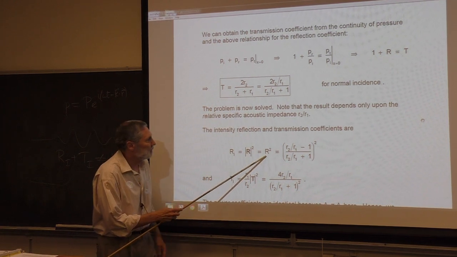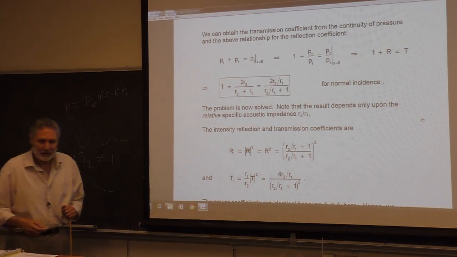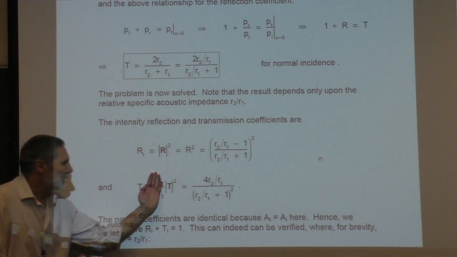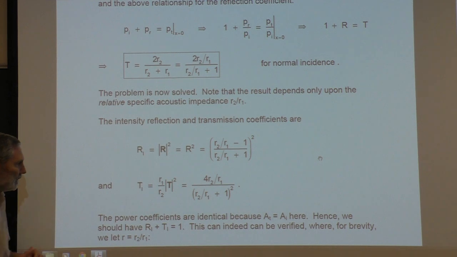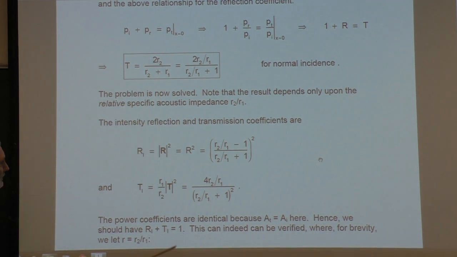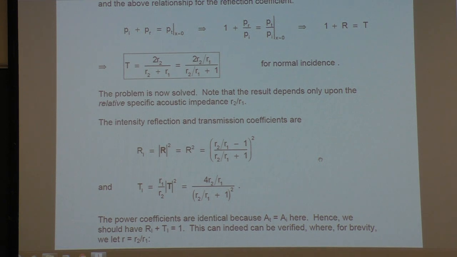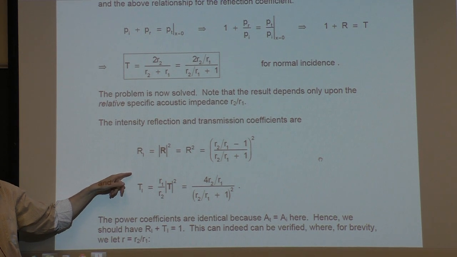So it's just going to be r squared, so it'll be this, all right? And the intensity transmission coefficient, you remember, that's not going to be that. It involves the ratio here because the medium has changed, as we discussed. But you just calculate this, and you get this. Okay? Now, in this case, for normal incidence, the sum of these two has to be 1.